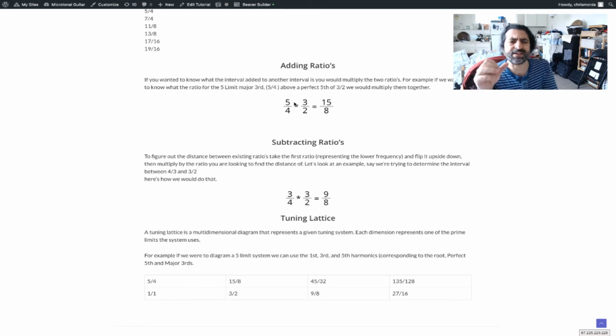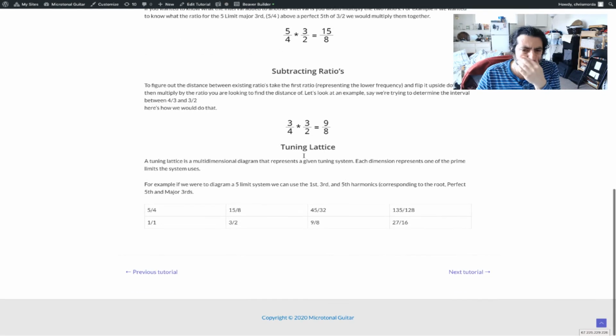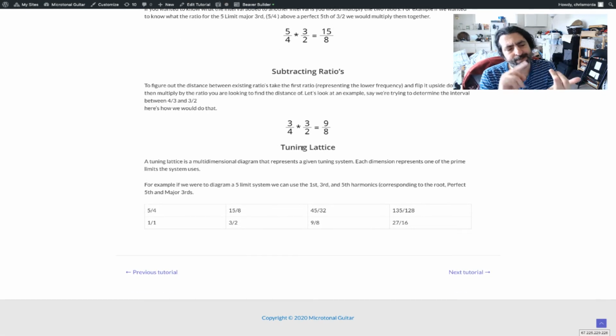And then subtracting is the opposite, okay? Well, I wouldn't say it's the opposite. What you do is you take that lower number and you flip it, and then you multiply. So, for instance, if we had 4 over 3 and 3 over 2, and we want to find the difference between those two ratios, we would take the 3 over 4 and flip it, and then multiply those two ratios together. So 3 over 4 times 3 over 2 is 9 over 8, okay?